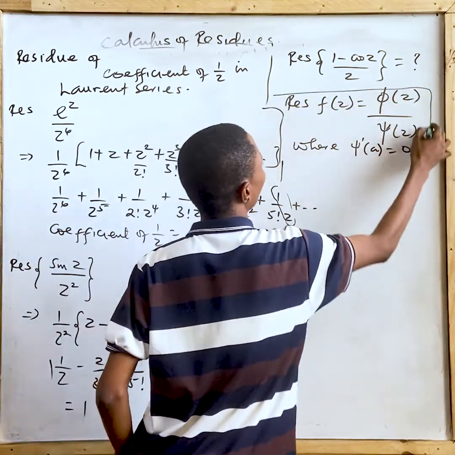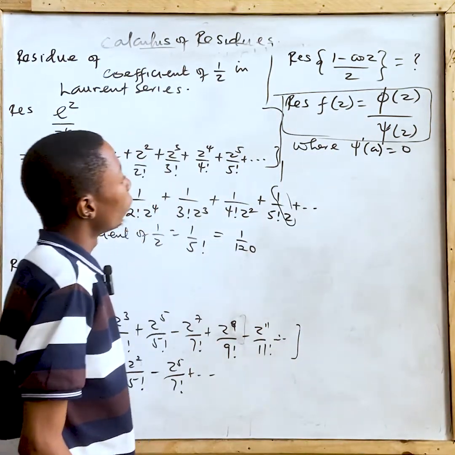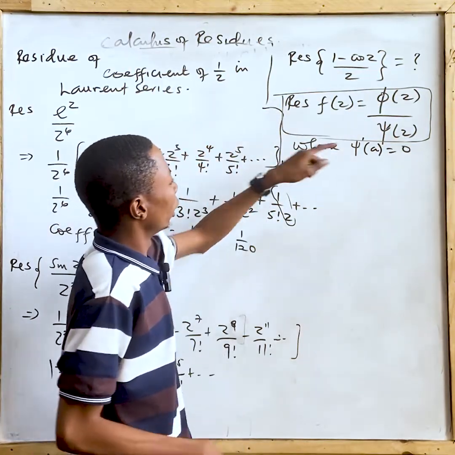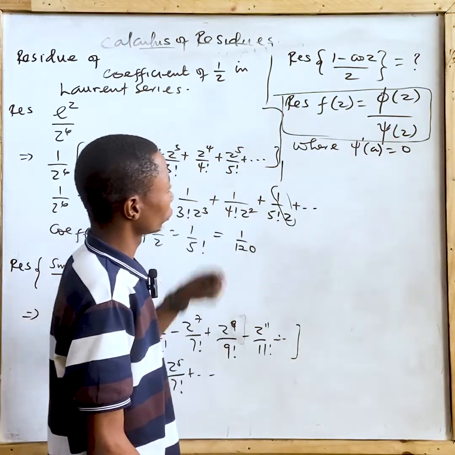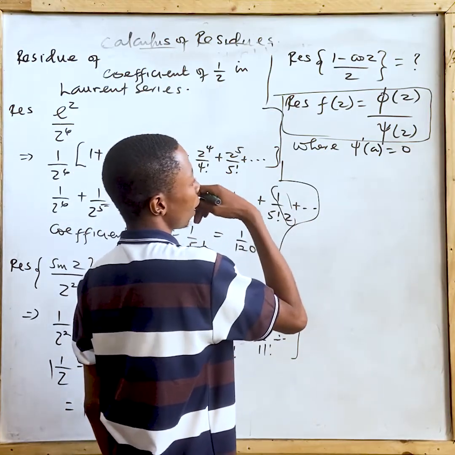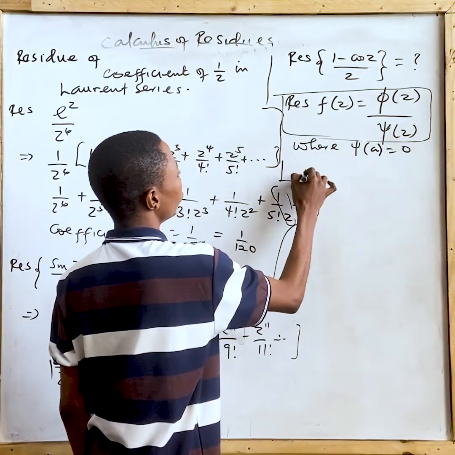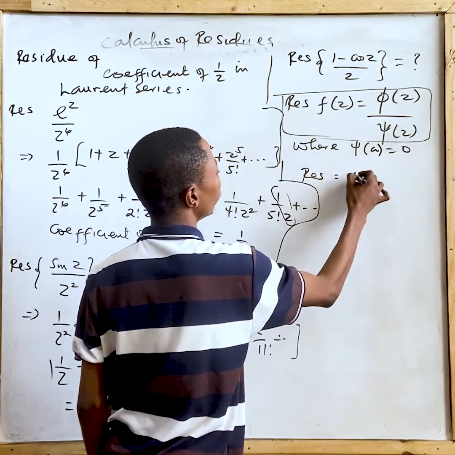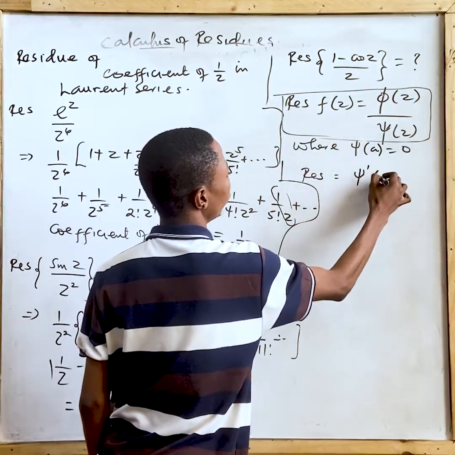Residue of f of z equals a numerator divided by a denominator, where the pole, if I differentiate the denominator and put in the pole, I get 0. How do I find the residue of this one? Here phi of a is 0, not phi of pole, phi of a is 0. So the residue will just be the derivative of this denominator at z equals a.